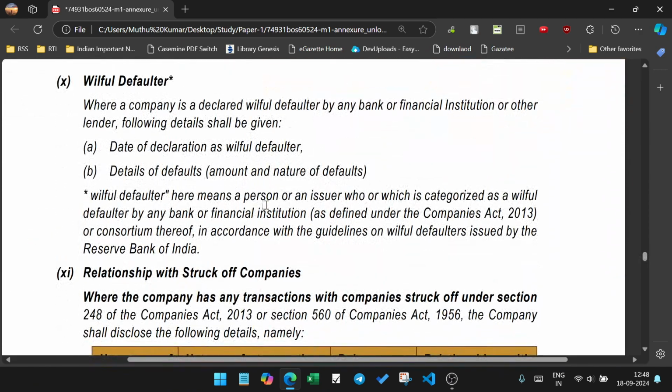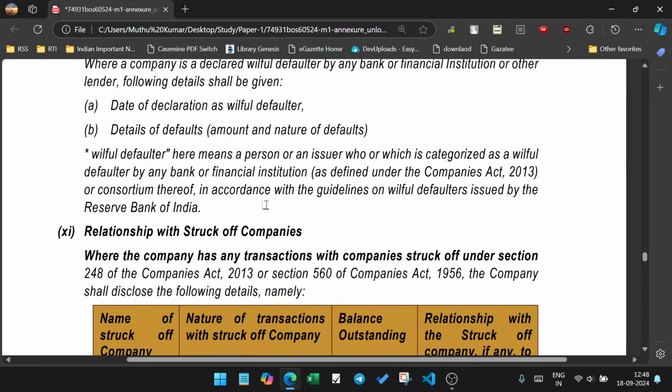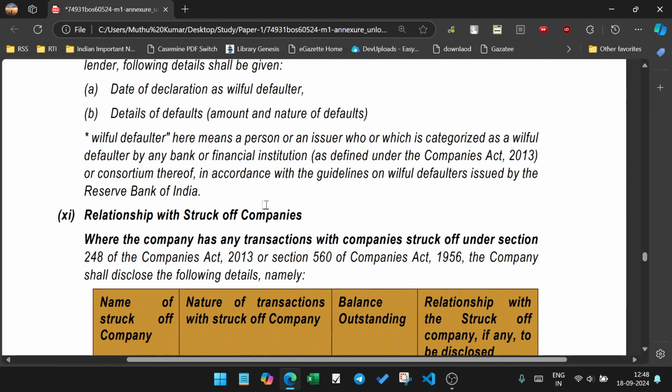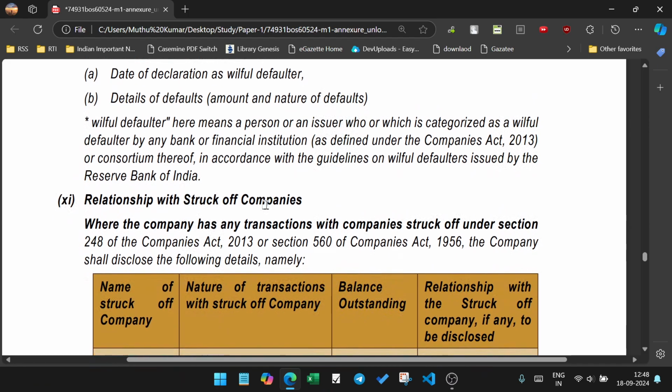Willful default: where the company is declared a willful defaulter by any bank, financial institution or other lender, the following details shall be given: date of declaration of willful default and details of the default. A willful defaulter means a person or entity categorized as a willful defaulter by a bank or financial institution in accordance with the guidelines on willful defaulters issued by the Reserve Bank of India.